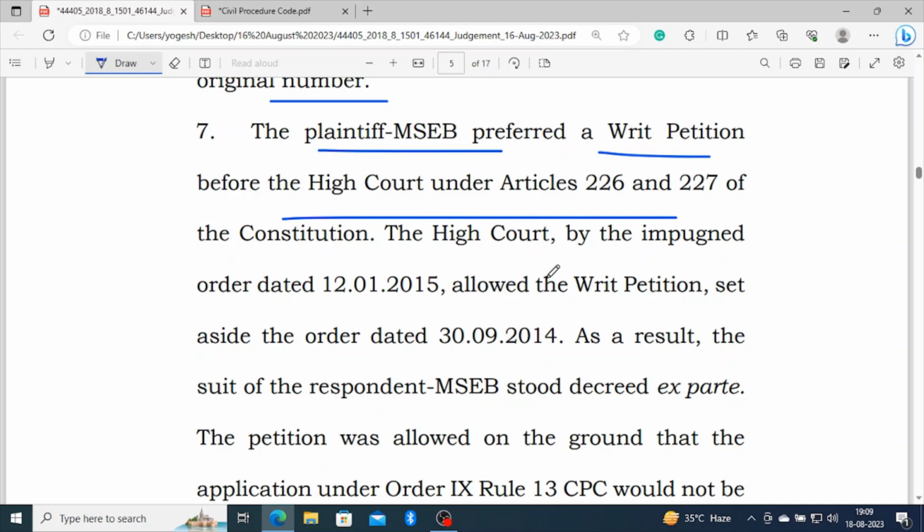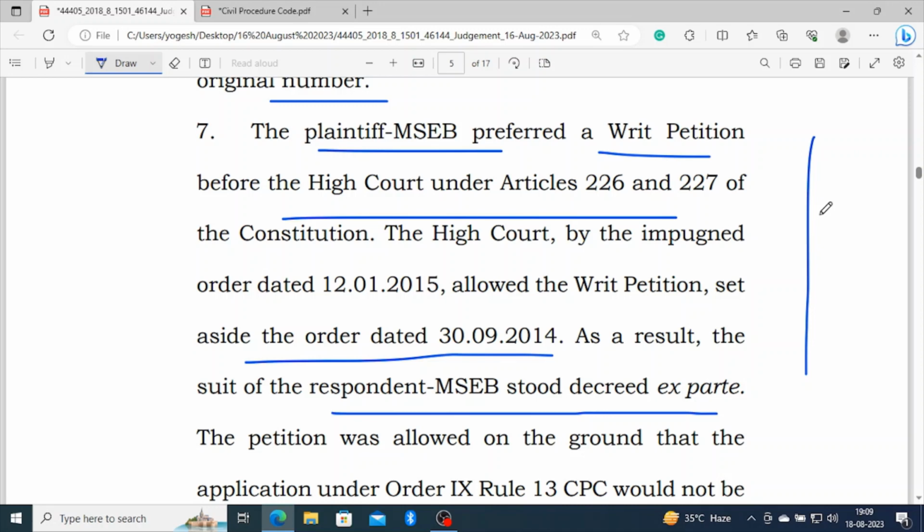The High Court, by its bench order, set aside the order. As a result, respondent MSPEB stood decreed ex parte. So they have filed a writ petition against that order, which set aside the trial court's ex parte decree. Finally, the High Court allowed the writ petition, so it granted relief to the writ petitioner, who was the plaintiff in that suit.